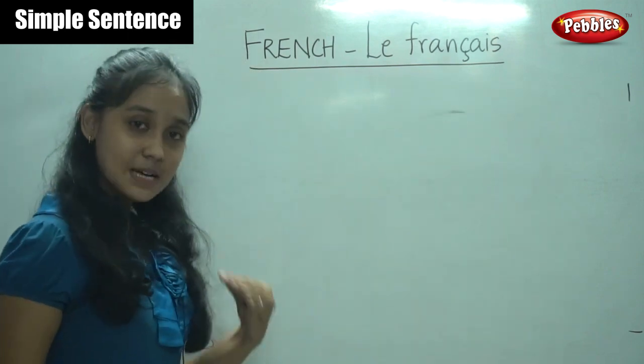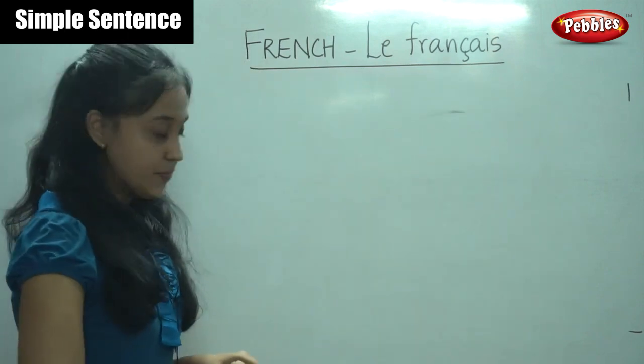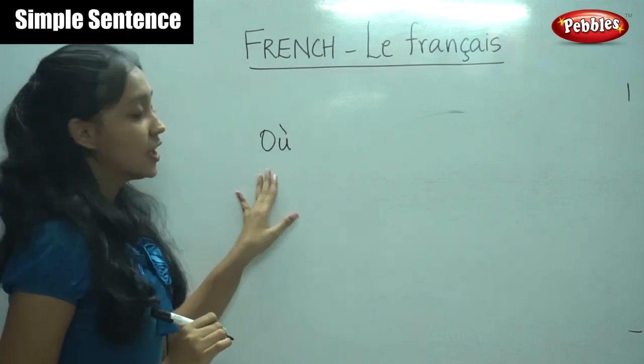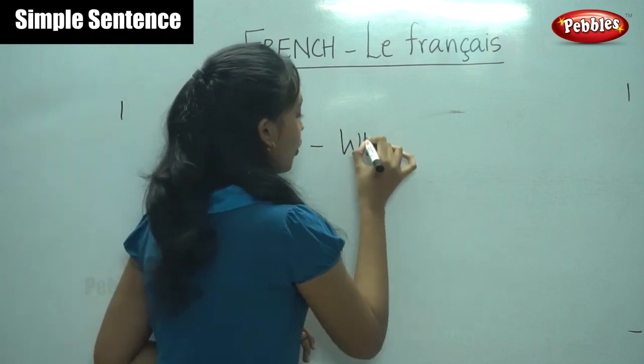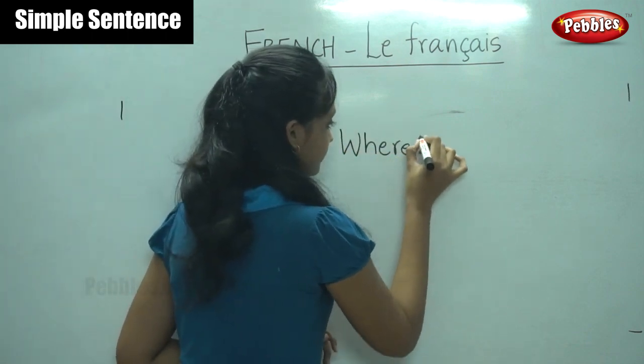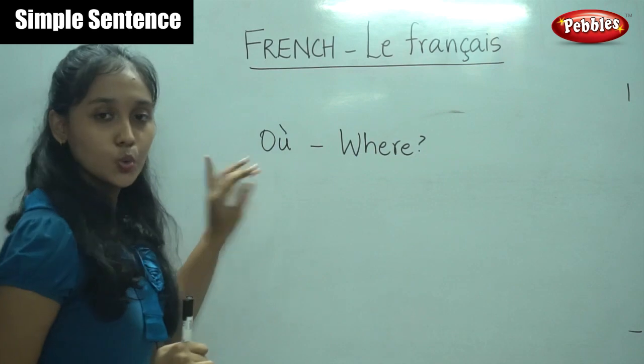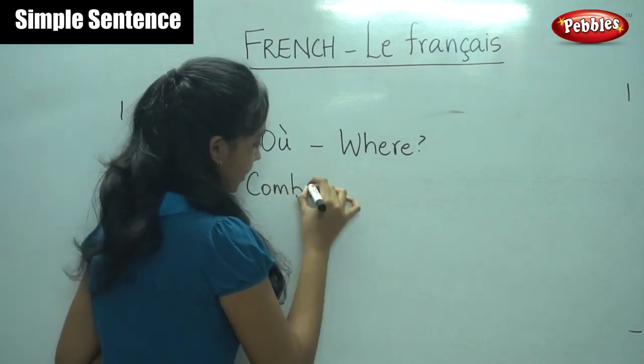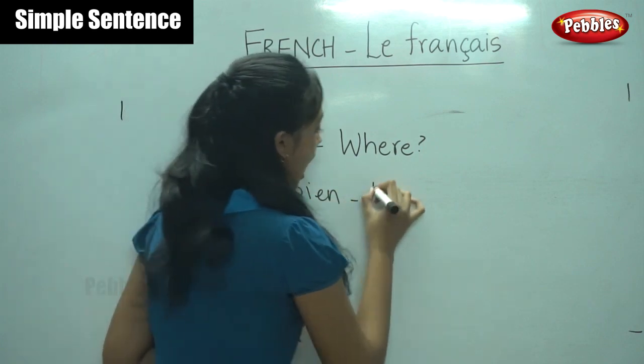However, there are some question words that we need to learn. For example, où. The word où means where. Où. The word combien means how many.